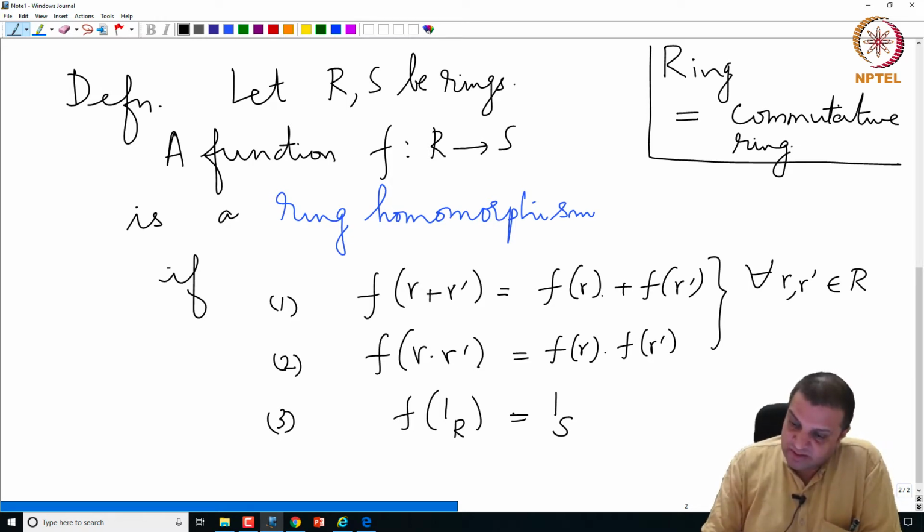So remember, the first part is that it respects addition, the second part is that it respects multiplication, and the third is that it takes the multiplicative identity to the multiplicative identity. Here I did put the subscripts to make sure that here we are referring to the 1 of the ring R and here we are referring to the 1 of the ring S.